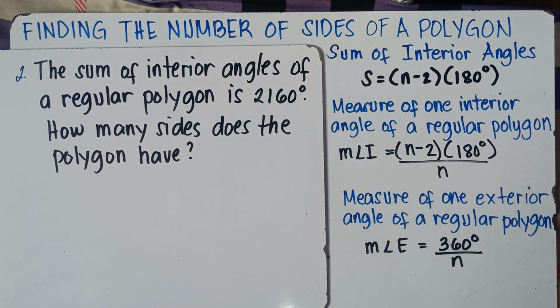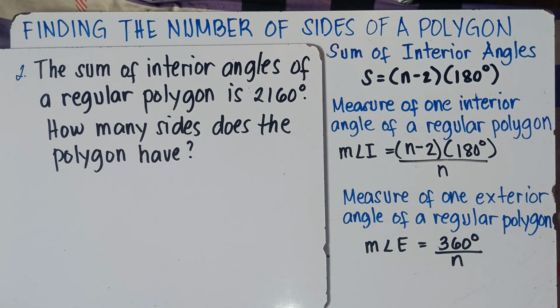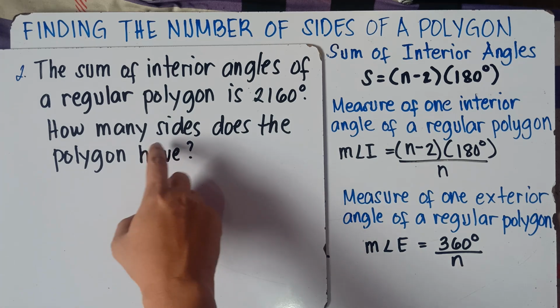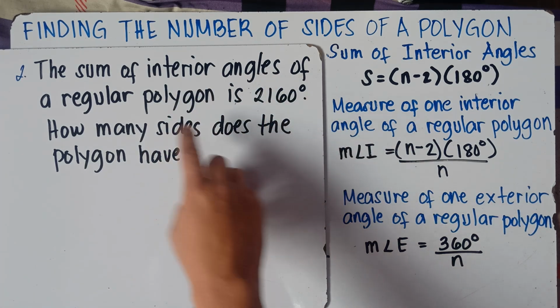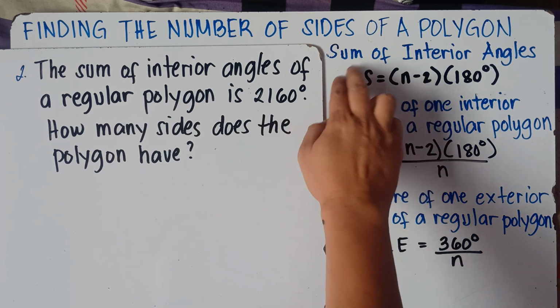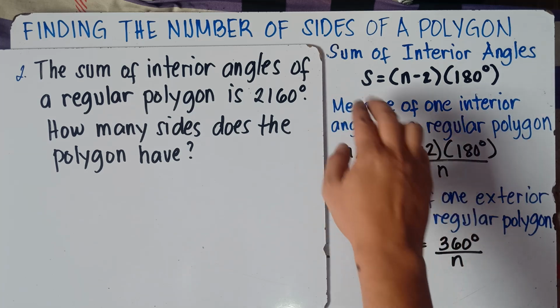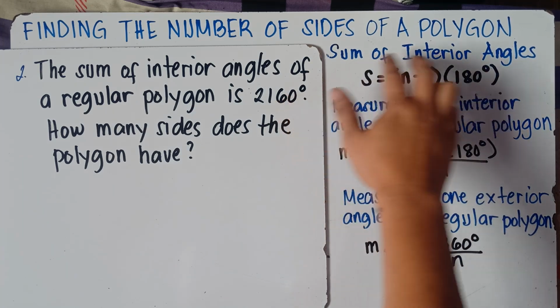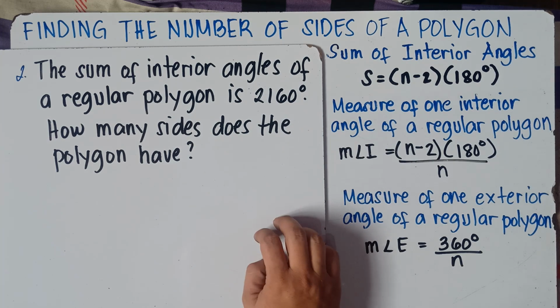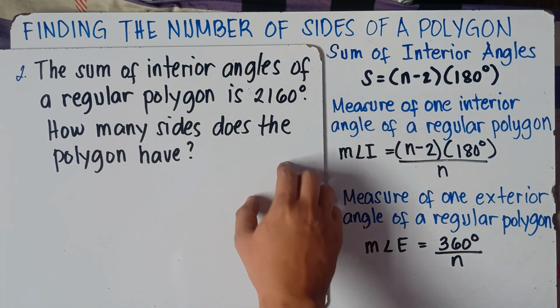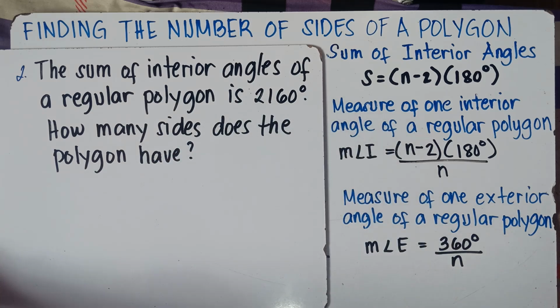Alright, so the sum of interior angles of a regular polygon is 2160 degrees. How many sides does the polygon have? Once again, we are given the sum of interior angles of a regular polygon. For the sum of interior angles, class, for any kind of polygon, we can apply this formula. We are given the sum, that would be 2160 degrees.